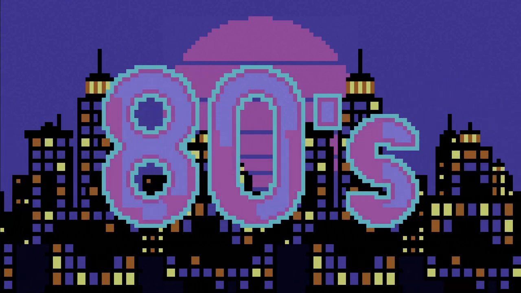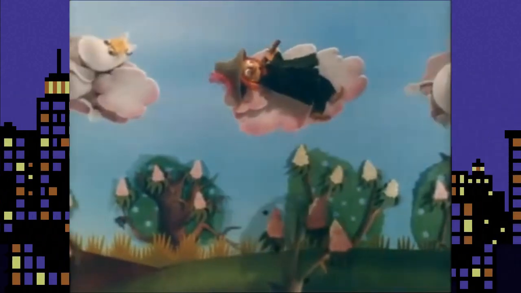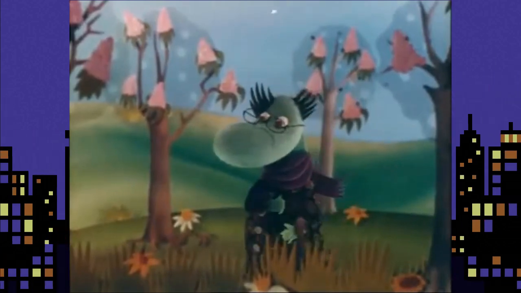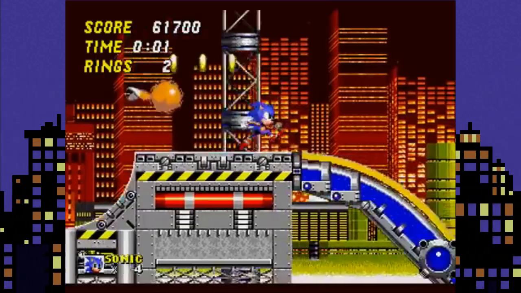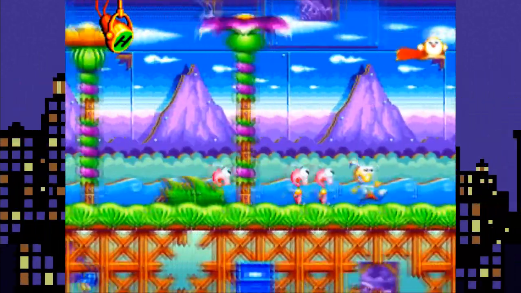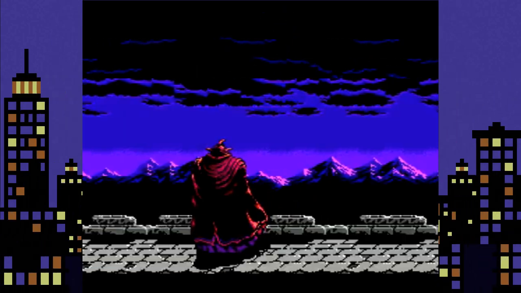Let's leap forward to the early 80s. Look at this beautiful mixture of stop motion and multiplane camera parallax. This is the Polish-German animation of the Finnish Moomin books by Tove Jansson. Oh, and computer games are using this. And the word parallax started being used. It wasn't patented by anyone.